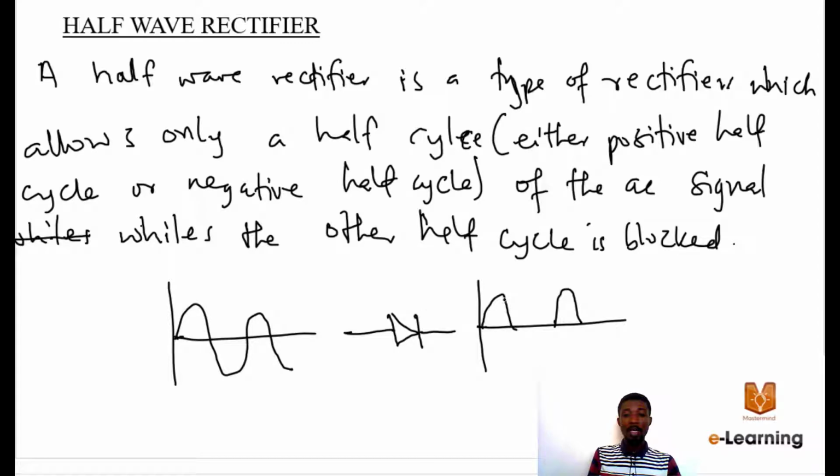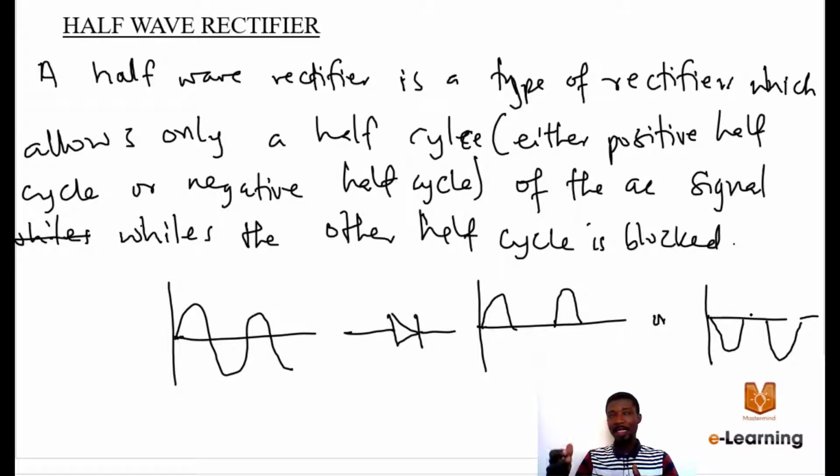The reverse could also occur, where the positive half cycles are blocked and all that is left will be your negative half cycle. And so that is a typical behavior of a half-wave rectifier. A half-wave rectifier will not allow both positive and negative half cycles at the same time. Only one half cycle is allowed. Only a single diode is used to construct a half-wave rectifier.